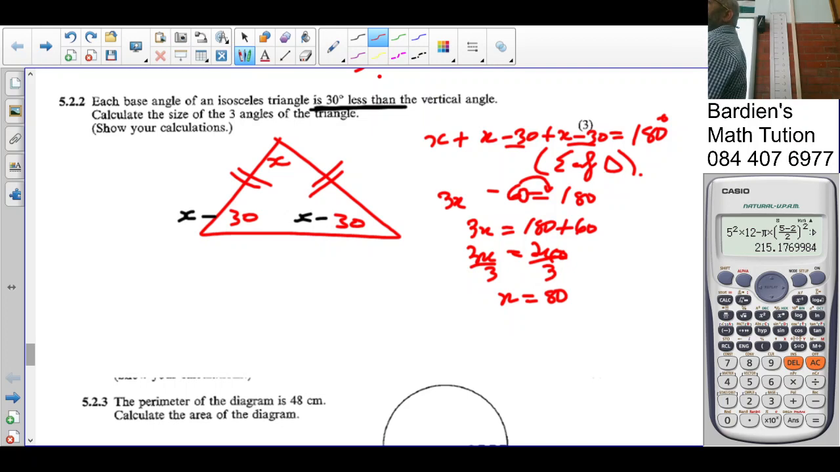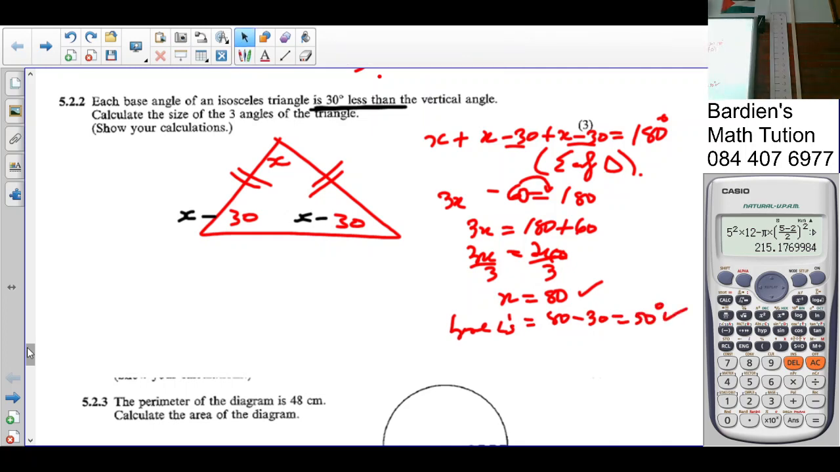Did I answer the question? So the one angle is 80, and the other base angles are going to be 80 minus 30, which is 50 degrees. There are two 50-degree angles and one 80.